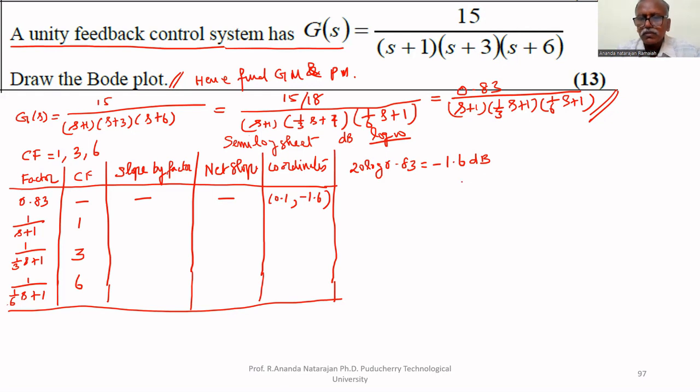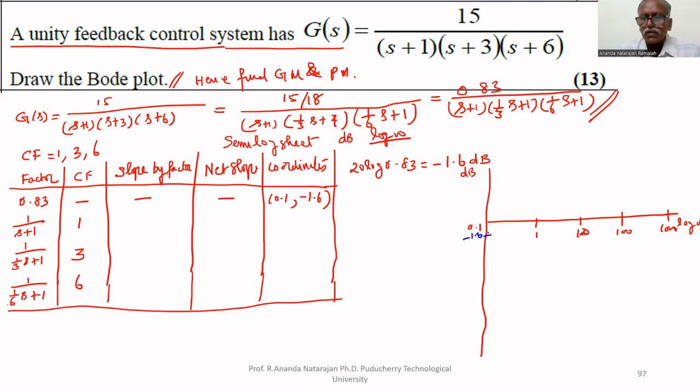So this is the Bode plot. We start with 0.1, 1, 2, 10, 100, 1000, etc. This is in log omega, and this is in dB. So here at 0.1 the magnitude is minus 1.6, and minus 1.6 starts here.